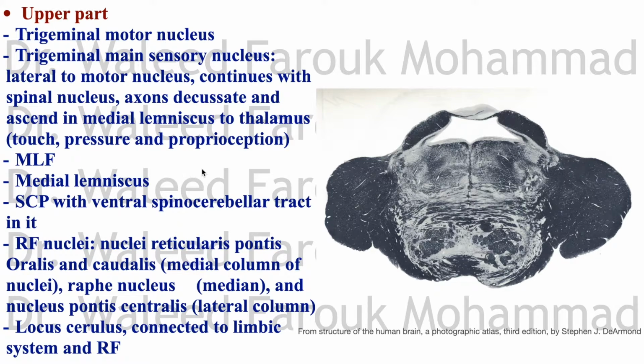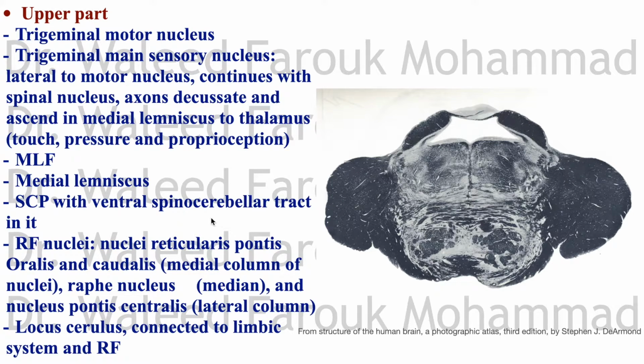Remember, the nucleus of the thalamus receiving sensations from the head is the ventroposteromedial nucleus of the thalamus, while the ventroposterolateral nucleus of the thalamus receives sensations from the rest of the body below the head. We have the medial longitudinal fasciculus in the middle, the medial lemniscus adjacent to it, and the superior cerebellar peduncle with the ventral spinocerebellar tract in it.